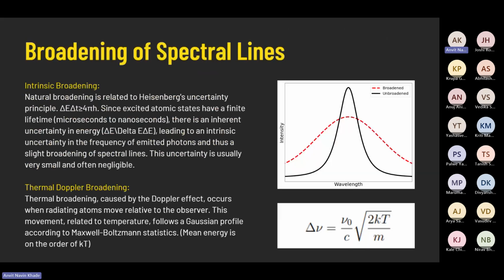Next up is spectral broadening. Spectral lines can appear broadened due to several physical effects, each providing insight into the conditions of the emitting or absorbing material. First is intrinsic broadening. Due to the Heisenberg uncertainty principle, the finite lifetime of excited states causes an intrinsic uncertainty in the energy levels, leading to the broadening. Next is thermal broadening. Caused by the thermal motion of atoms or molecules, the higher the temperature, the faster the particles move, leading to a broader spectrum.